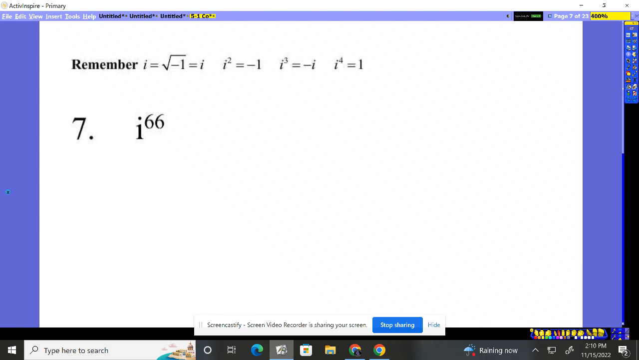Number 7, i to the 66th, what is it worth? We're just seeing how many sets of 4 there are, because every 4 i's that you have, i times i times i times i, is just going to be worth 1. And so it sort of starts all over again. So if you have i to the 6, it's 1 times i squared, which would be -1. If you have i cubed, that's a negative i value. And if you have i to the 4, well, then that's worth 1.